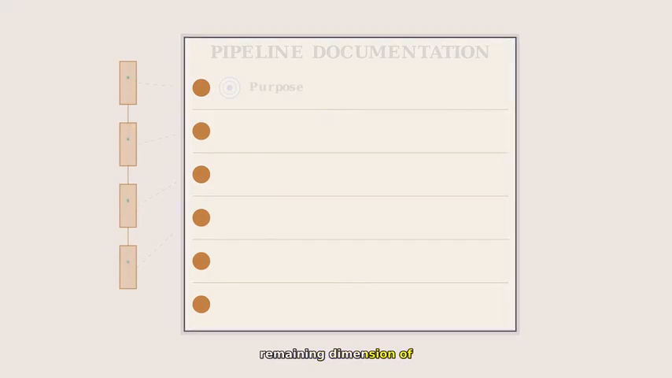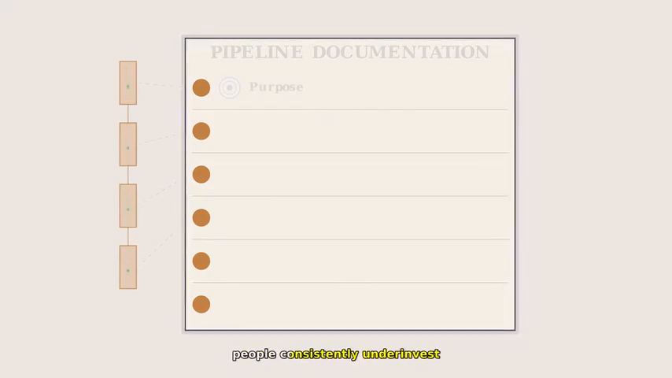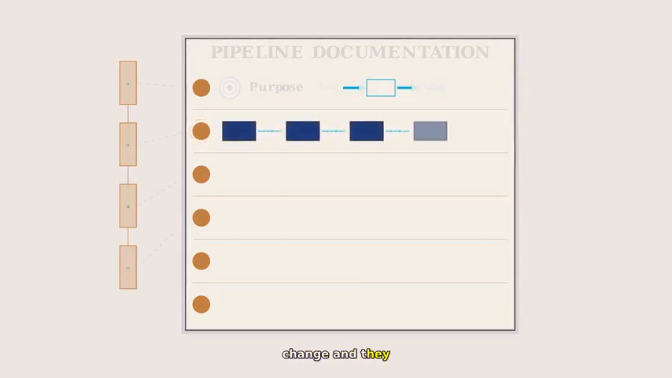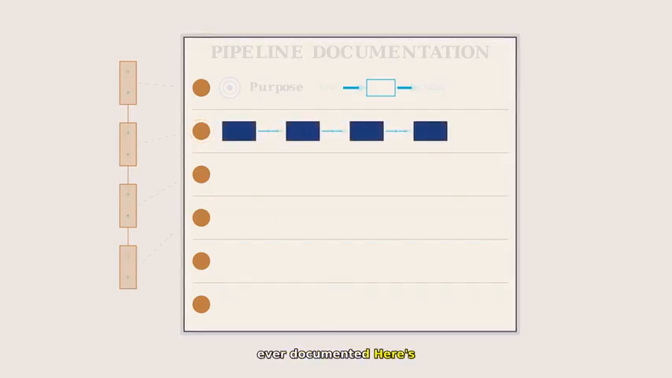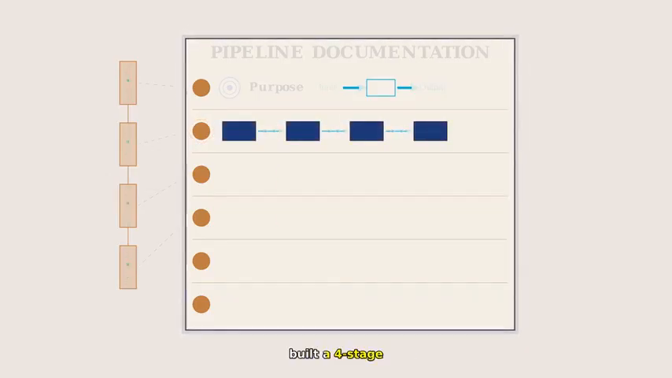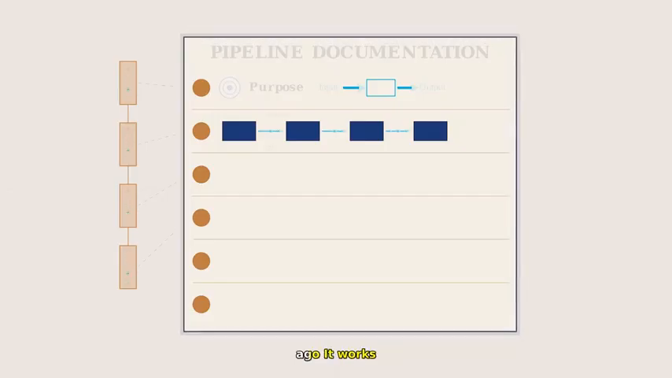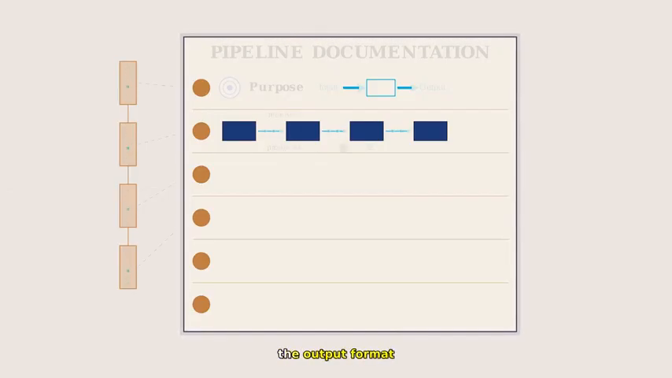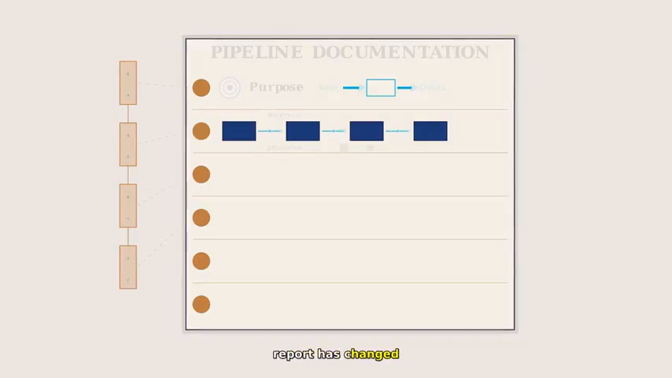There's one remaining dimension of pipeline design that people consistently underinvest in, until the day they need to make a change and they realize nothing was ever documented. Here's a scenario. You built a 4-stage pipeline 3 months ago. It works well. Today, you need to update stage 2 because the output format for the final report has changed.